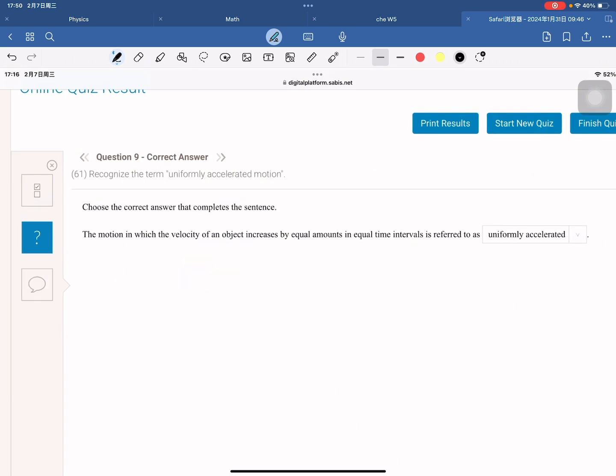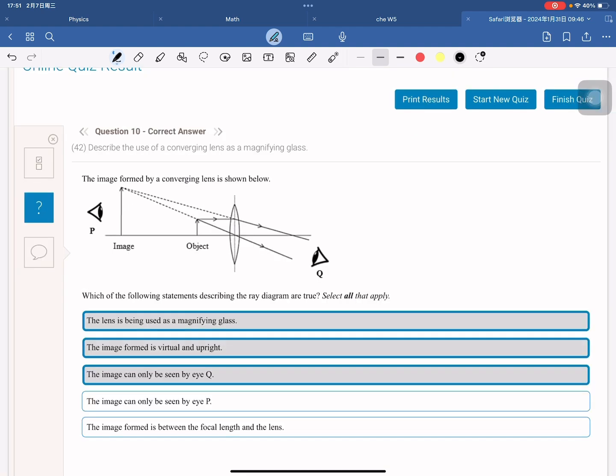Question 9. The motion in which the velocity of an object is increased by equal amounts. So it means a is constant, UARM. So it's referred to as uniformly accelerating. Question 10. So p is bigger than 0, smaller than f. The p is the object distance.